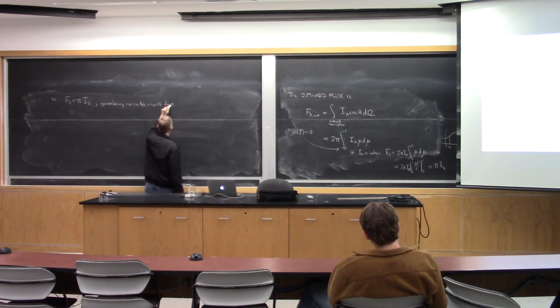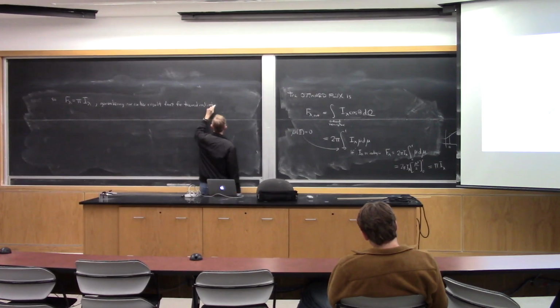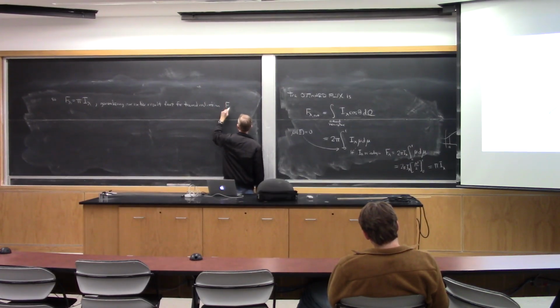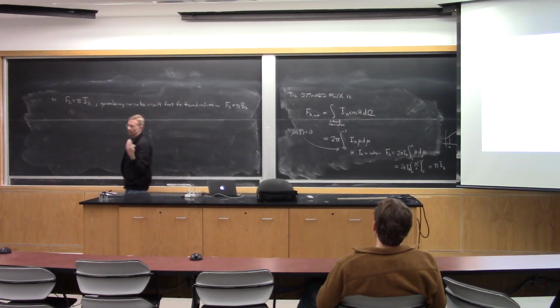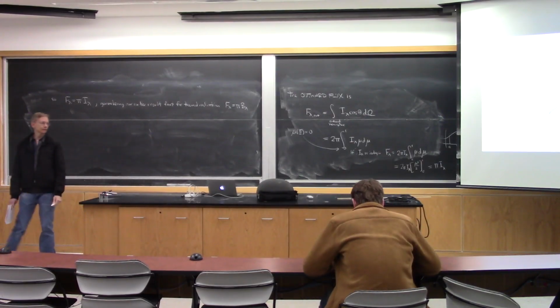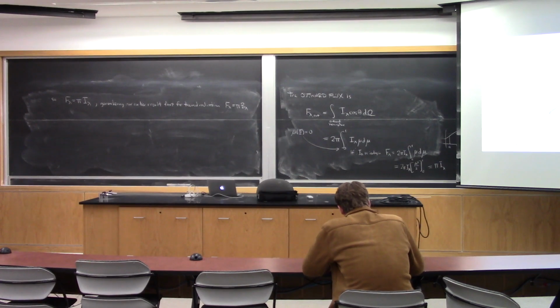That for thermal radiation, and we've already made use of this today. We didn't derive it today, we derived it earlier in the semester. F lambda is pi B lambda, right? Because I lambda is B lambda for thermal radiation. So F lambda is pi B lambda. We found that long ago.